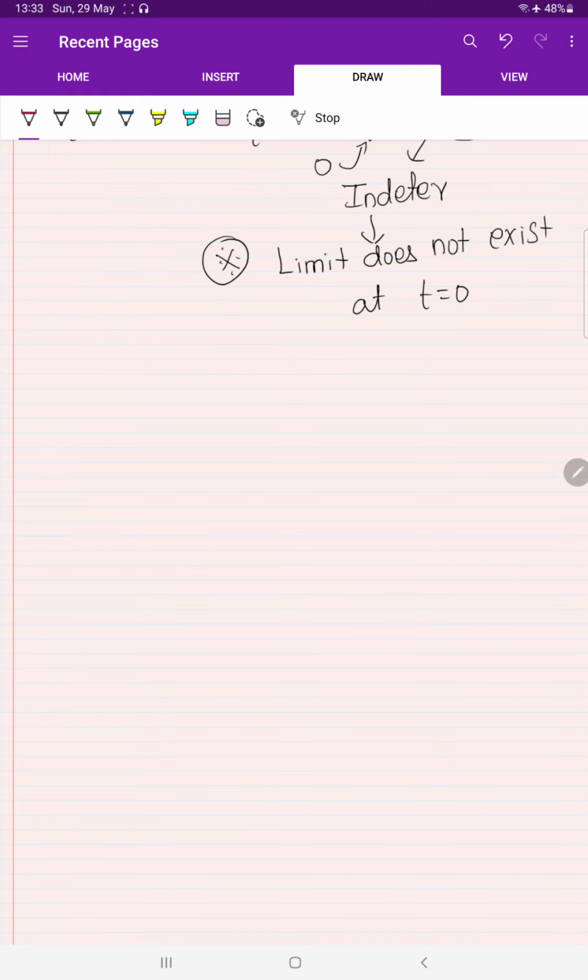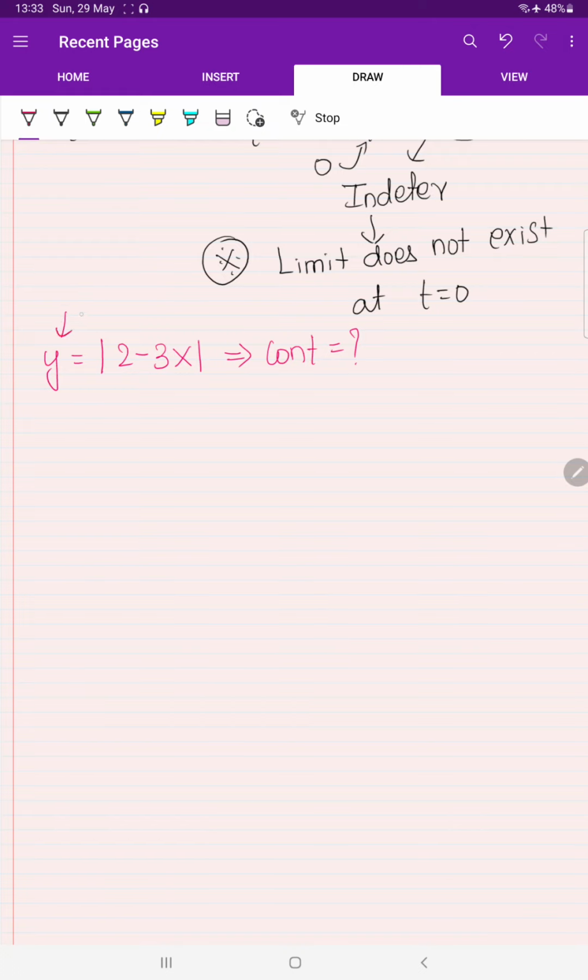So let me bring the next one. The given function is, the value of y is equal to mod of 2 minus 3x. Yes, this is the given function and the question is we have to check whether the given function is continuous or not. How will you do that?